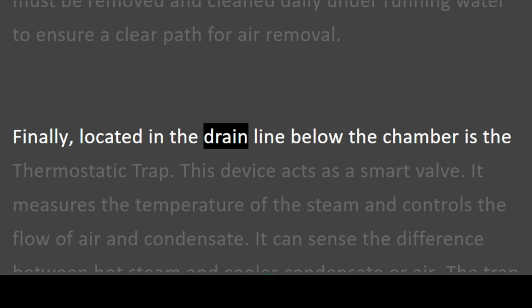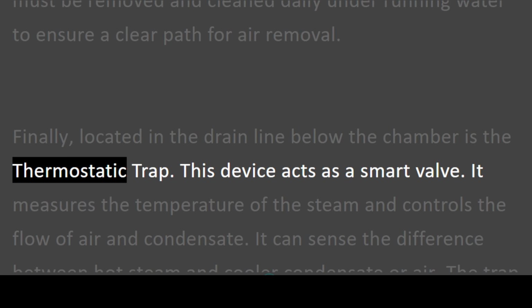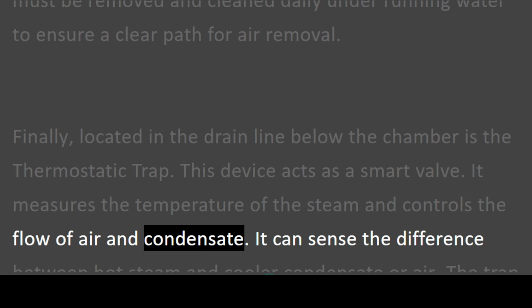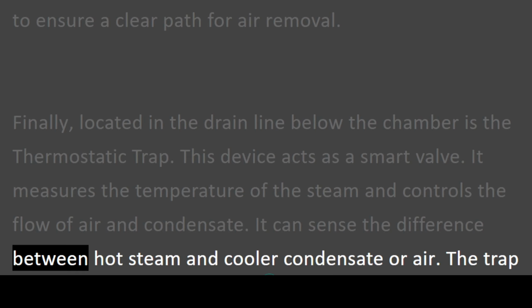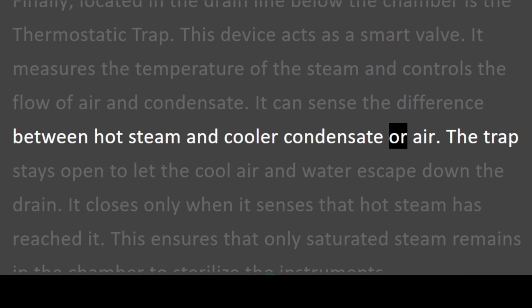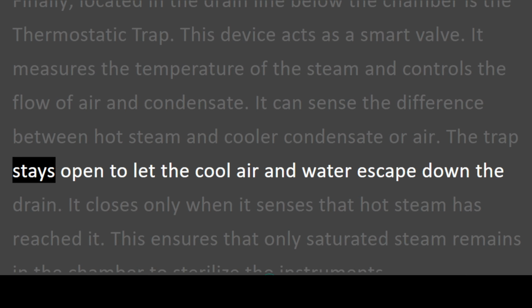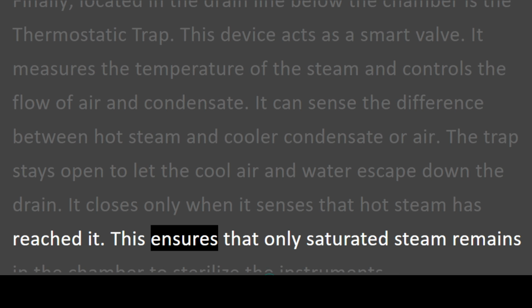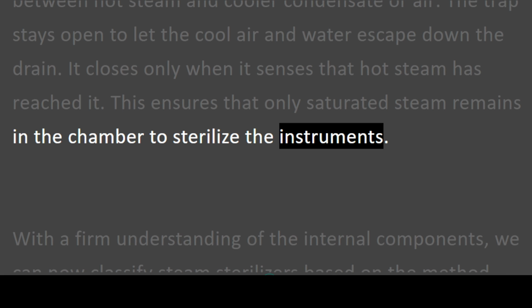Finally, located in the drain line below the chamber is the thermostatic trap. This device acts as a smart valve. It measures the temperature of the steam and controls the flow of air and condensate. It can sense the difference between hot steam and cooler condensate or air. The trap stays open to let the cool air and water escape down the drain. It closes only when it senses that hot steam has reached it. This ensures that only saturated steam remains in the chamber to sterilize the instruments.